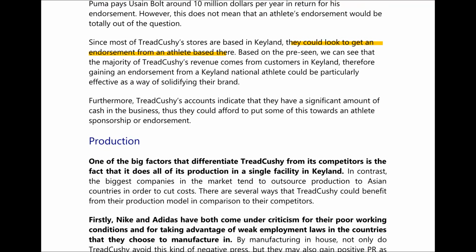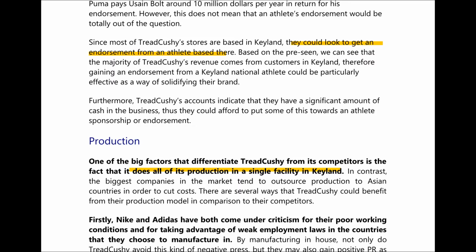Now, production is one of the big ways that TreadCushy is different from its competitors. It does all of its production in a single facility in Keyland. This is totally contrasting to the big players in the market who are doing their production all across the world, but largely in Asian countries in the hope of cutting costs. So how exactly could this benefit TreadCushy?